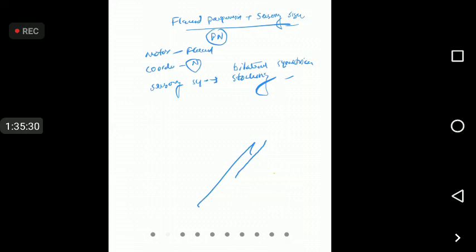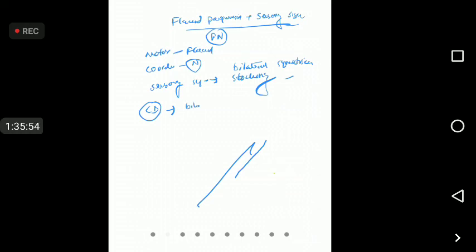So my diagnosis is that this is a case of bilateral symmetrical distal sensorimotor neuropathy. This is a clinical diagnosis. You can say flaccid paraparesis with loss of sensation in stocking pattern, or better to say bilateral symmetrical distal sensorimotor neuropathy.